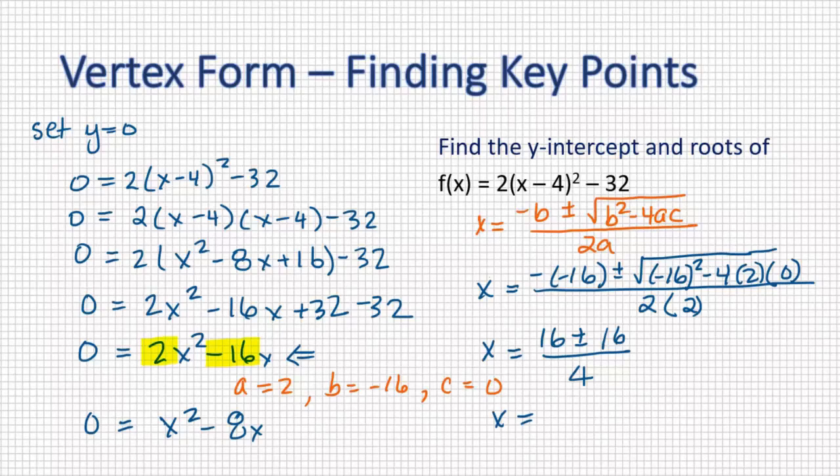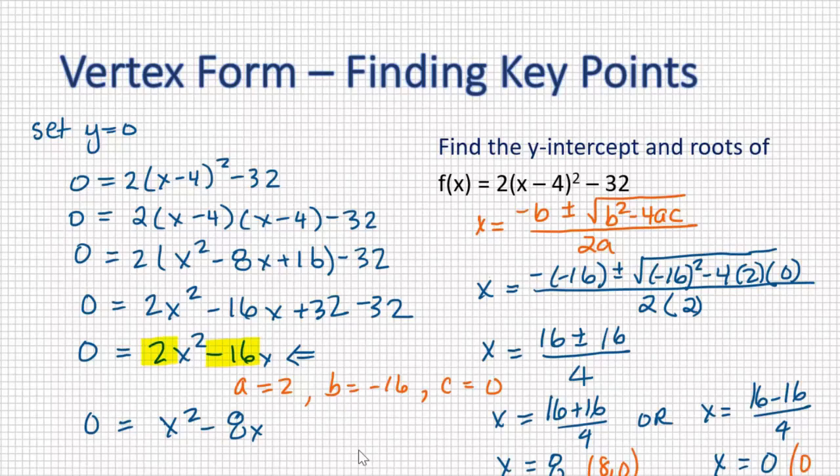Therefore, x is equal to 16 plus 16 over 4, or x is equal to 16 minus 16 over 4. So x is equal to 32 divided by 4, or 8, or x is equal to 16 minus 16 is 0, 0 divided by 4 is 0. So the x-intercepts, written as coordinate points, are the points (8, 0), and (0, 0). So we found the y-intercepts and the roots, or the x-intercepts, for our given function.